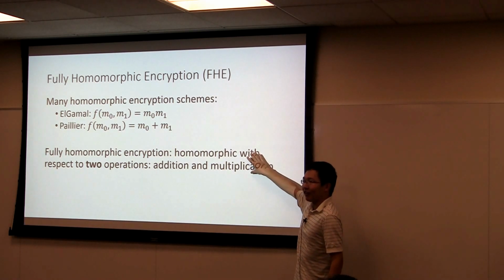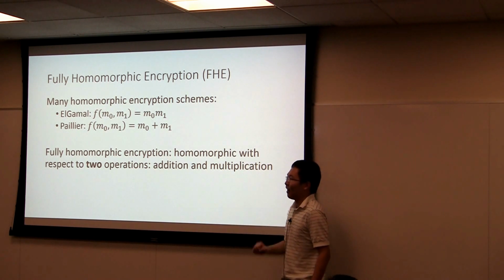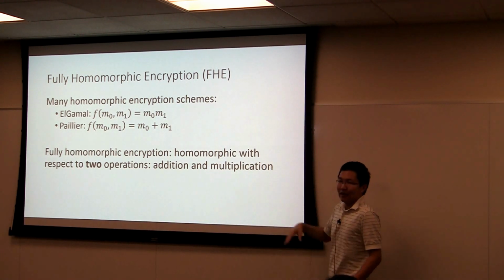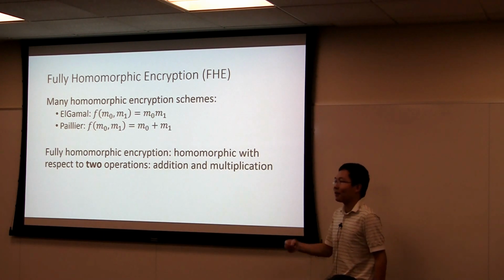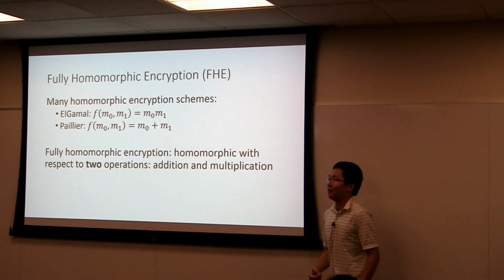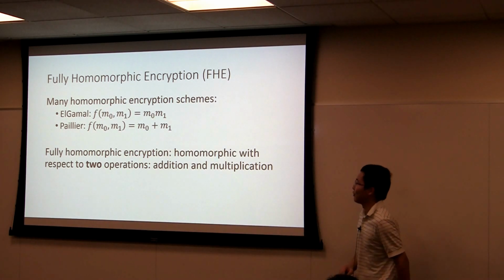So a fully homomorphic encryption scheme allows us to homomorphically compute any Boolean circuit on the inputs. And this is basically why we say that fully homomorphic encryption allows us to do arbitrary computation on encrypted data. Because you can just express your computation as a Boolean circuit and homomorphically evaluate the Boolean circuit.